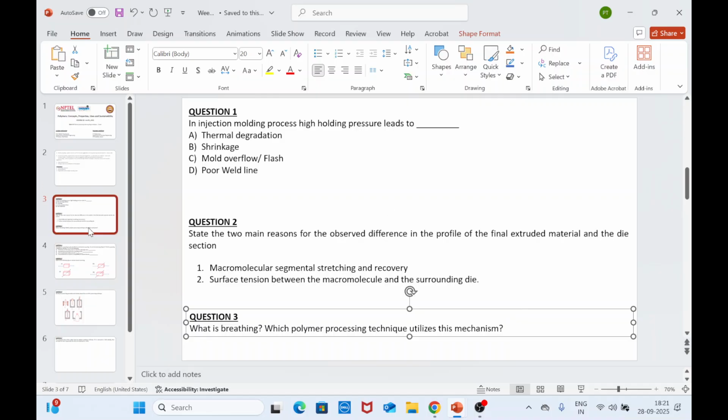Because of the differences in the surface tension of that surrounding die and this macromolecule, what can actually happen is that the shape of your plastic product, or of this macromolecule, will change.